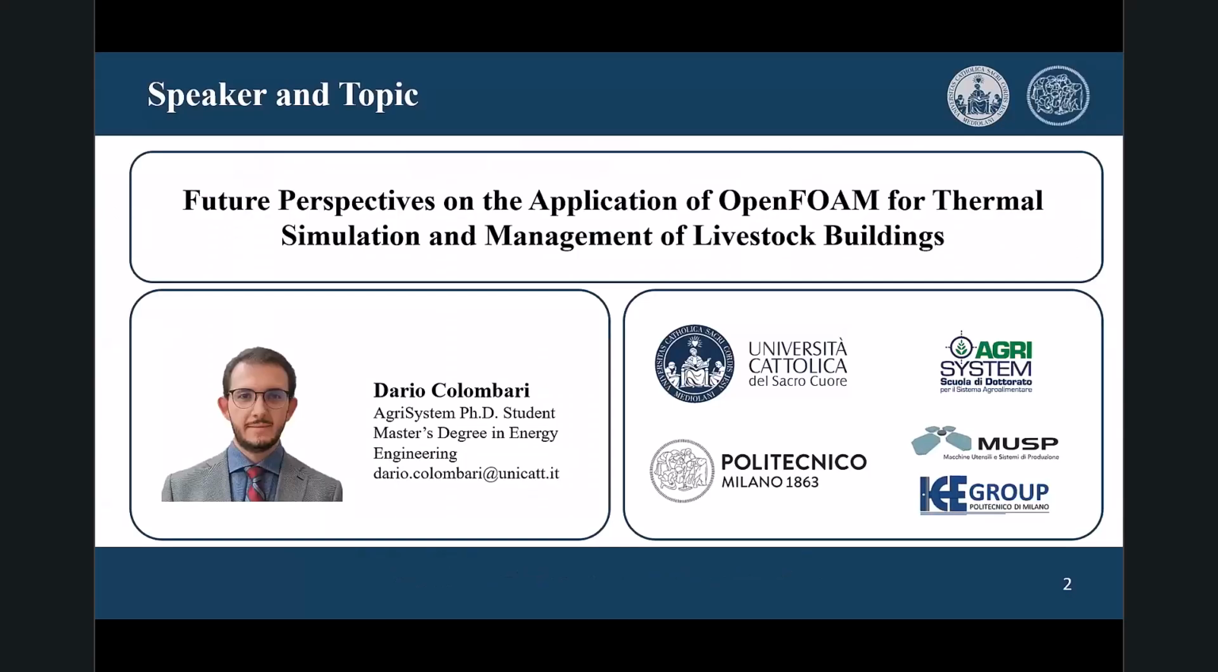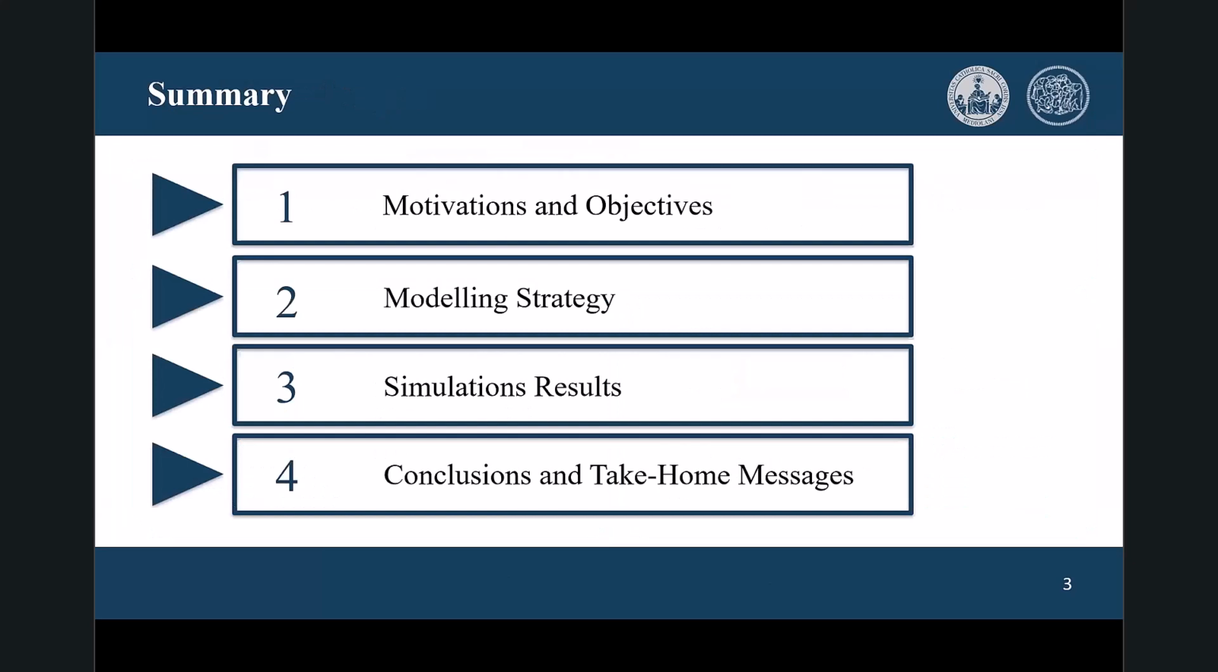Okay. Good morning, everyone, and thank you for being here. My name is Dario Colombari, and I'm a PhD student of Università Cattolica and Politecnico di Milano. In today's presentation, I will be giving you a very brief overview on the future application of OpenFOAM for the thermal simulation and management of livestock buildings. I will begin by filling you in on the motivation and the objective behind these activities. Then we will move on and take a look at the modeling strategy we have adopted and some sample simulation results. At the end, I would like to highlight some of the main points of this presentation.